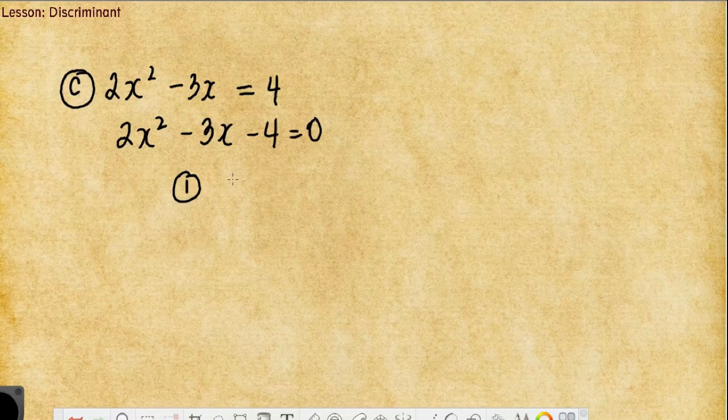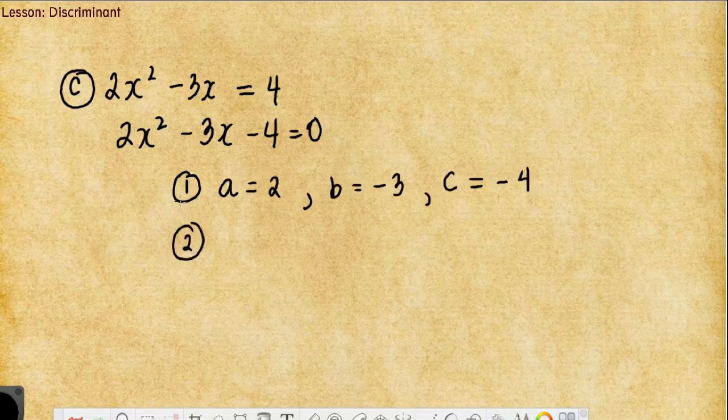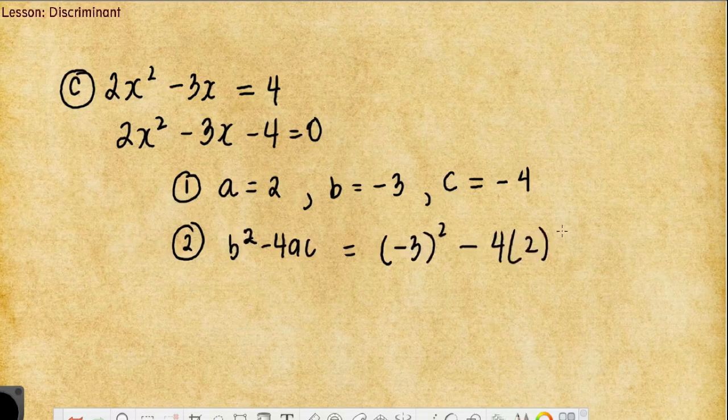So yung first step, identify the A, B, and C. Our A here is 2, B is negative 3, and yung C ay negative 4. Second step, apply the discriminant formula. So we have B squared minus 4AC. Okay, so meron tayong negative 3 squared minus 4 times 2 times negative 4.